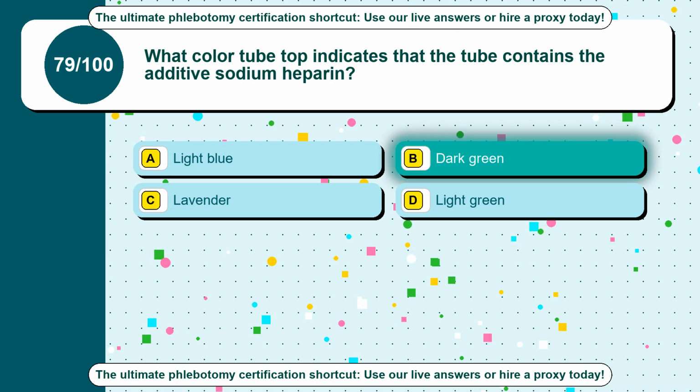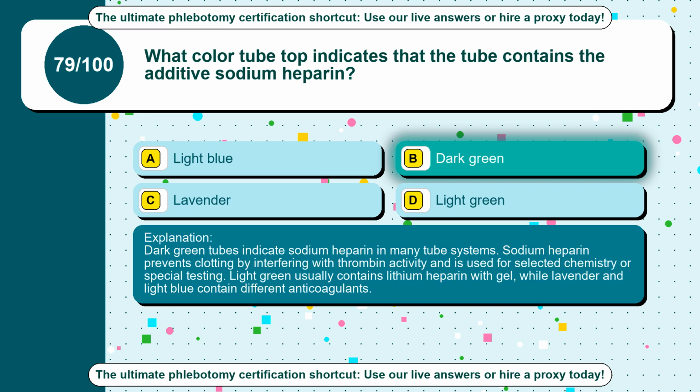Dark green. Dark green tubes indicate sodium heparin in many tube systems. Sodium heparin prevents clotting by interfering with thrombin activity and is used for selected chemistry or special testing. Light green usually contains lithium heparin with gel, while lavender and light blue contain different anticoagulants.